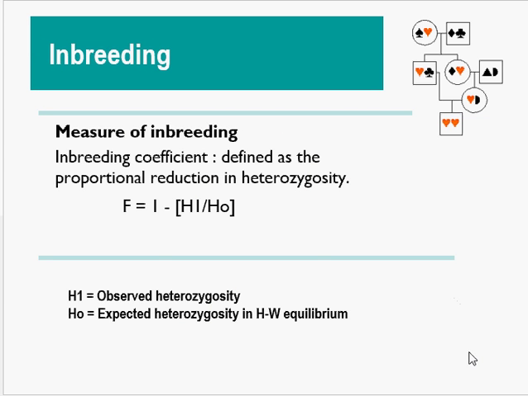So a measure of the inbreeding coefficient, F, is 1 minus the observed heterozygosity over the expected heterozygosity at Hardy-Weinberg equilibrium. So we compare basically the heterozygosity we observe in a population with what we would expect if Hardy-Weinberg equilibrium was occurring. And basically, the lower the heterozygosity, the higher the F.